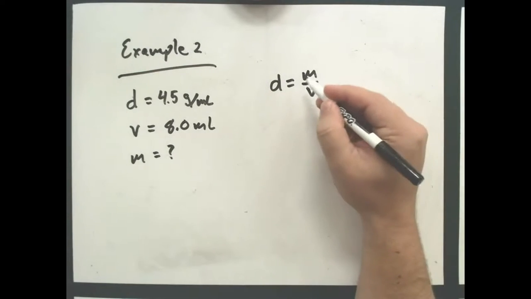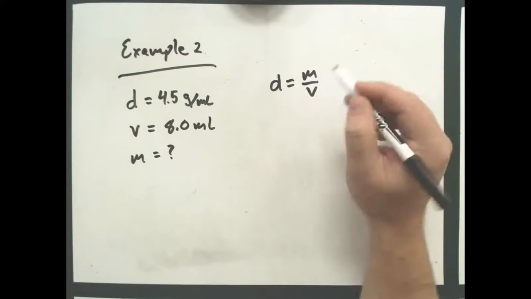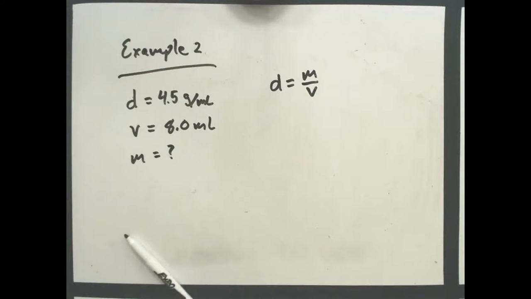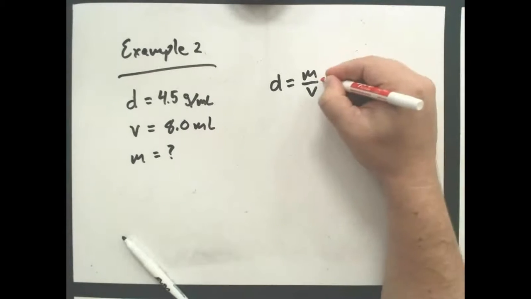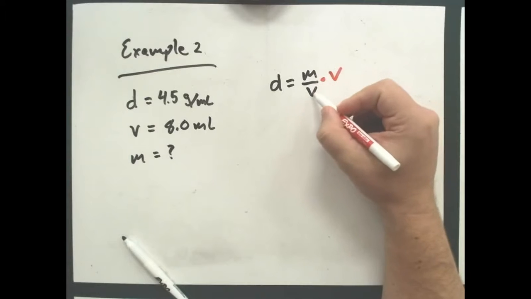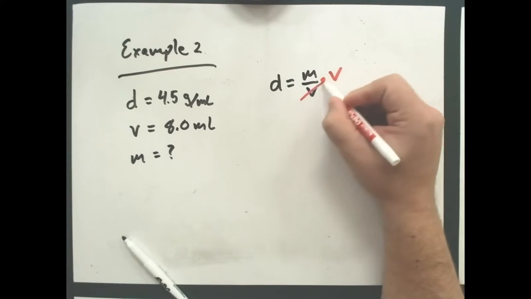So before I plug in numbers, I want to actually solve this. I want to get mass by itself, so I'm going to multiply by volume over here. Now I have divided by volume and multiplied by volume. Multiplying and dividing are opposites, so those will cancel each other out.